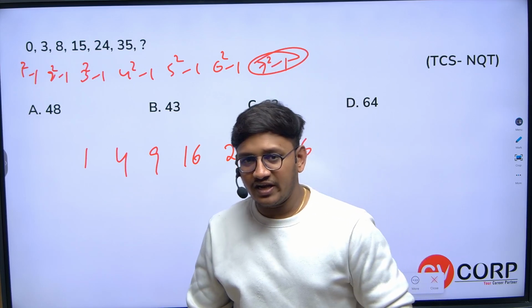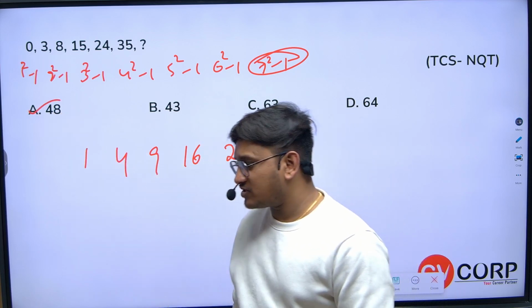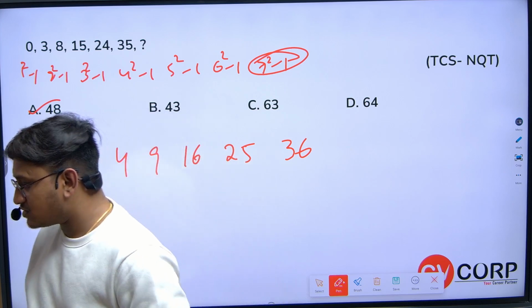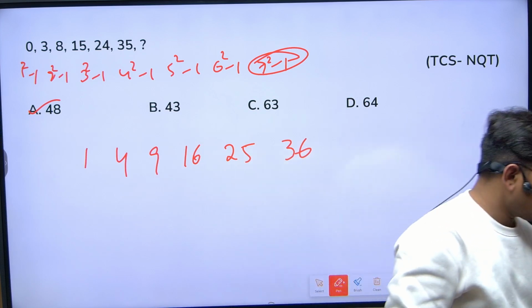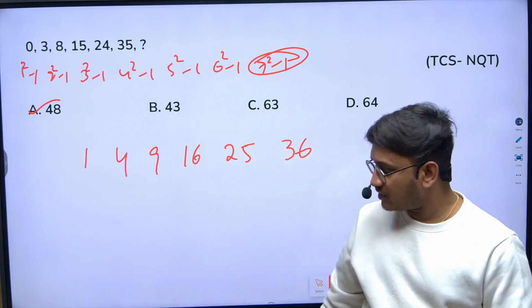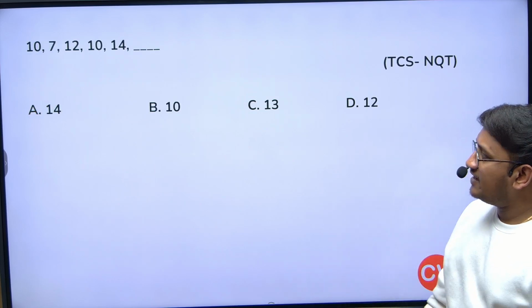7 square is 49. 49 minus 1 is 48. Very good. For this question, I got so many answers in the chat box. Nice. 48 is correct. Okay. Next one.